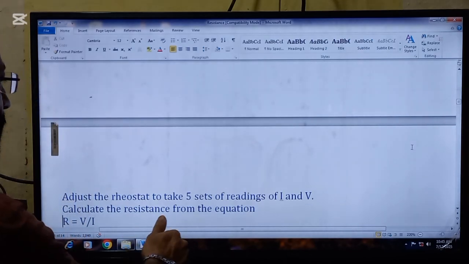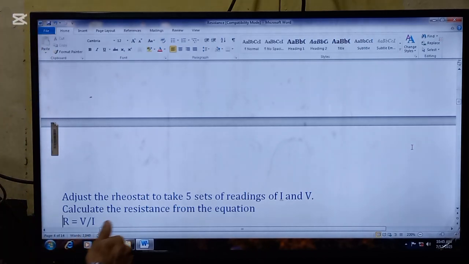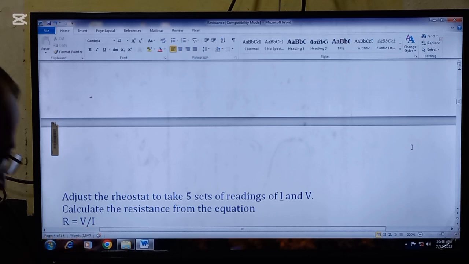Adjust the rheostat to take 5 sets of the readings of I and V. Calculate the resistance from the equation. R is equal to V over I. So V will be known, I will be known. So we will put these values of V and I into the equation to get the resistance.